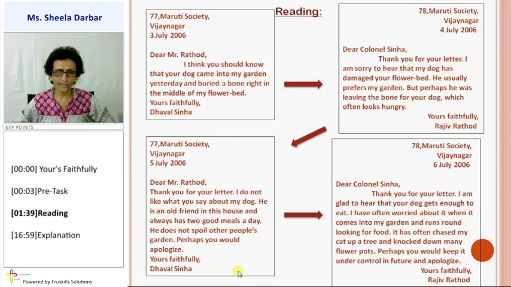I am very thankful to hear that. But still, he must be underfed. He may not be getting enough food. Because he does come to our garden looking for food. It has often chased my cat up a tree and knocked down many flower pots. So see what mischief is being done. So he is saying, chasing his cat, at the same time knocking down flower pots. Perhaps you would keep it under control in future and apologize.